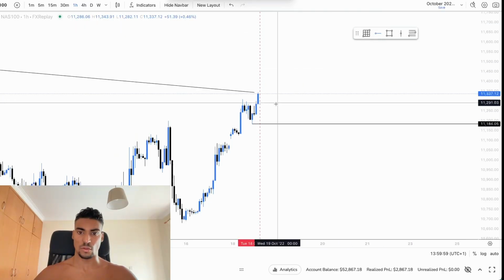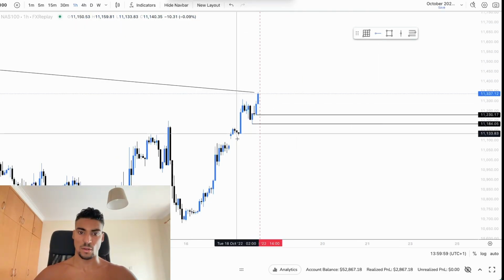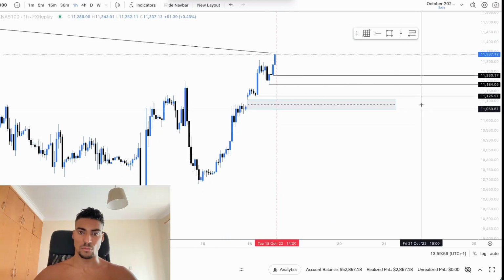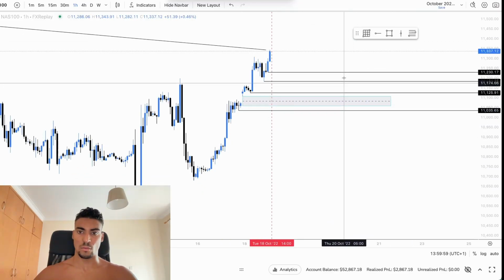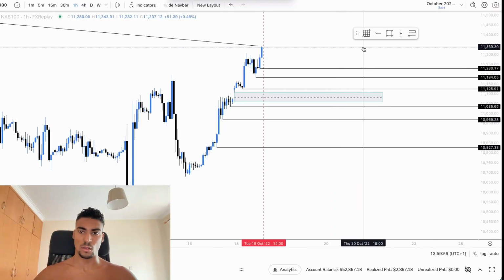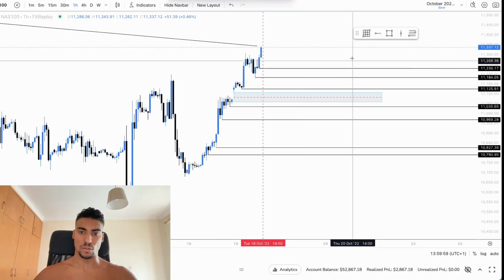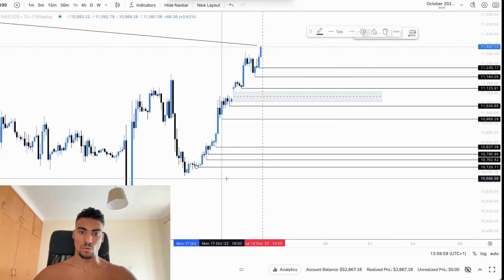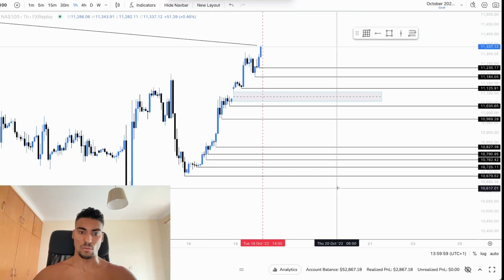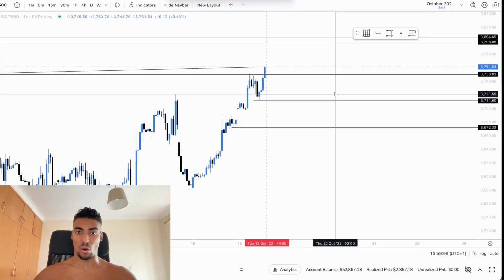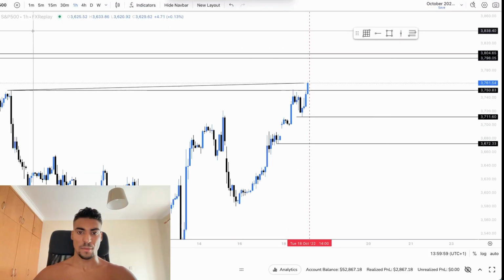In terms of draws on liquidity to the downside: 1 hour low, 1 hour low, 1 hour low, new week opening gap, boom, right here, boom, 1 hour low, boom, and 1 hour low right here, boom, 1 hour low, multi. This is looking so juicy. Lows to the downside, boom, 1 hour low, boom, 1 hour low, boom. I'm taking full partials, full take profits on this, and it will probably allocate, hopefully. Yeah, that's pretty much it.